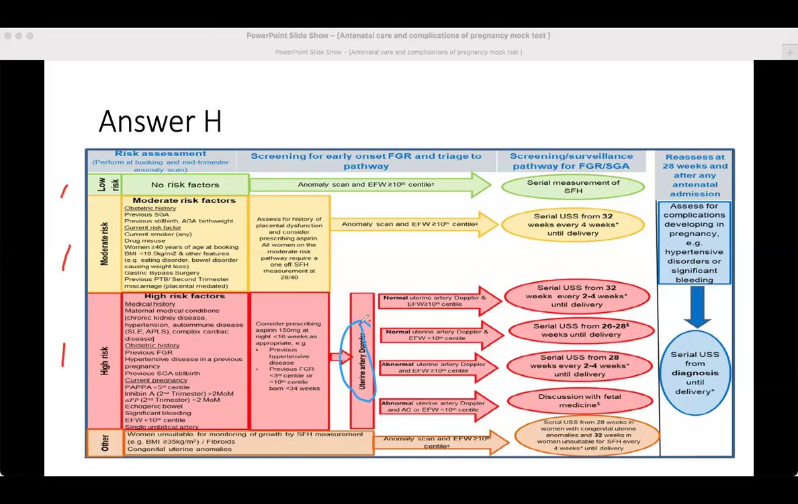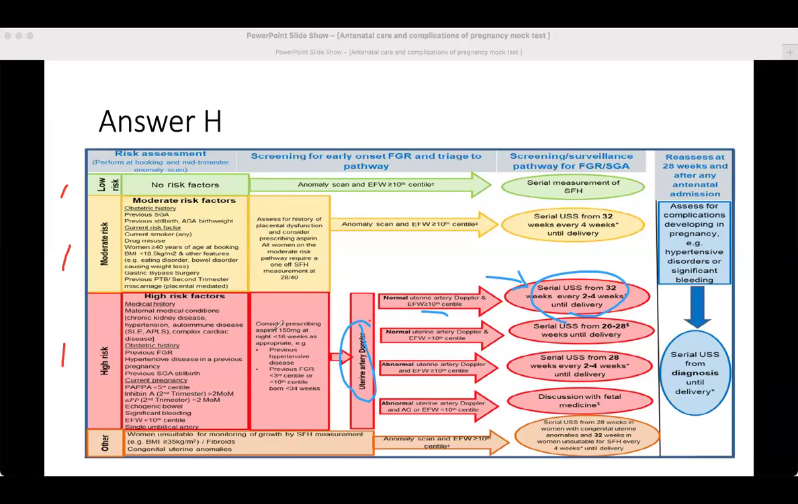Uterine artery Doppler at the mid-trimester scan will not be only for measuring the Doppler, but we will also check for the fetal weight, right? So if the uterine artery Doppler is normal and estimated fetal weight is 10th centile or more, what shall I do? Here the arrow is showing you the answer. What is the answer, my dear? It's a serial ultrasound from 32 weeks, every 2 to 4 weeks until delivery. Okay, dear? So is it now clear for you, Dr. Azza, why the answer is that?